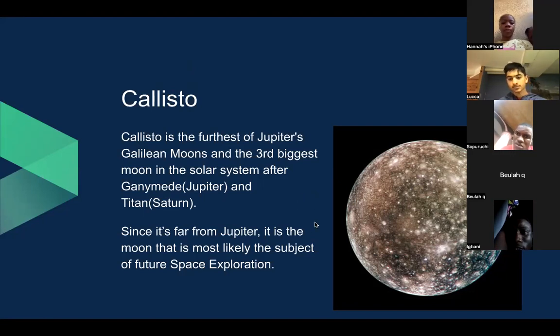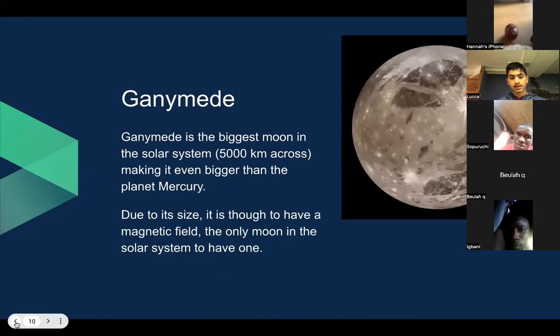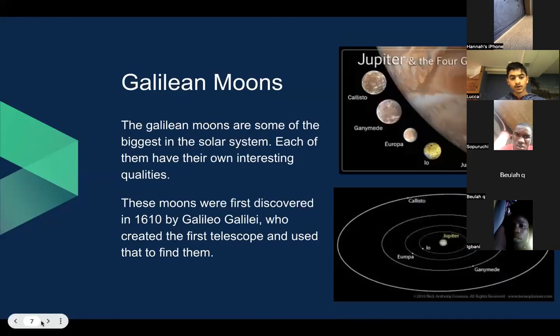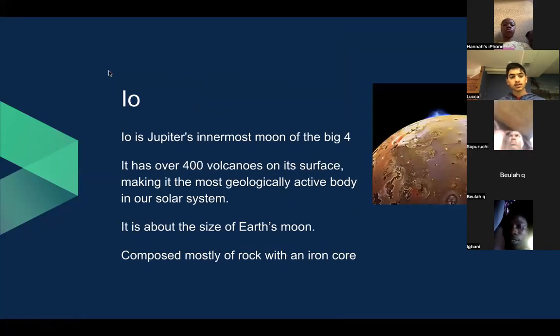Can I ask a question? Yeah. Does Callisto have a volcano? Callisto doesn't have volcanoes. It's actually Io that has volcanoes.